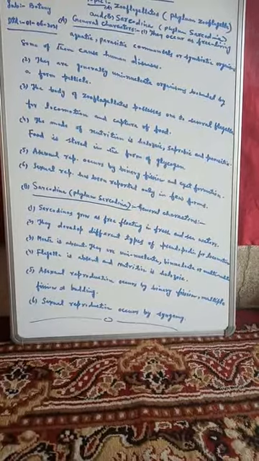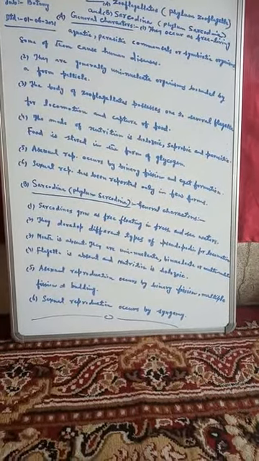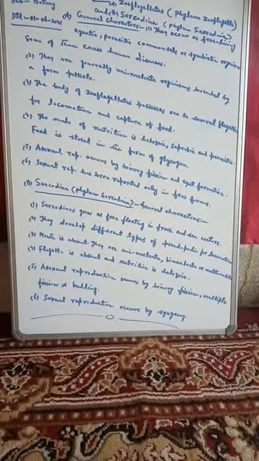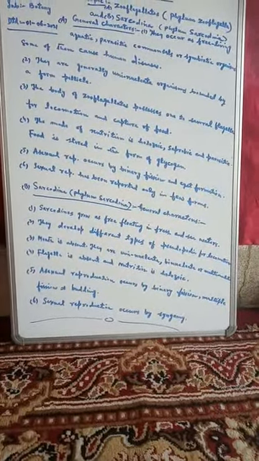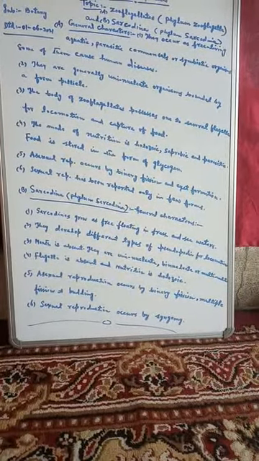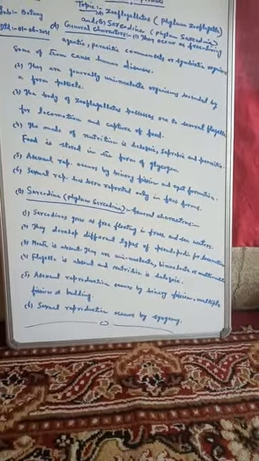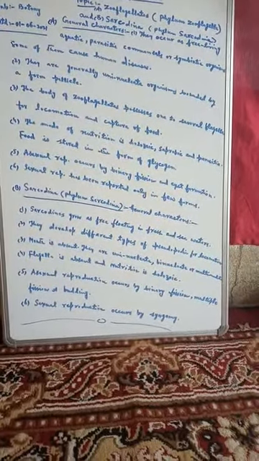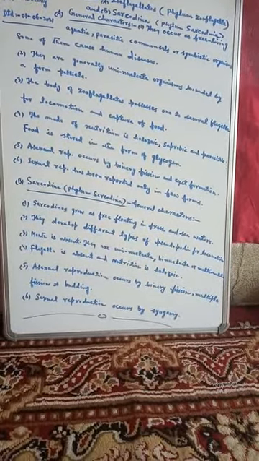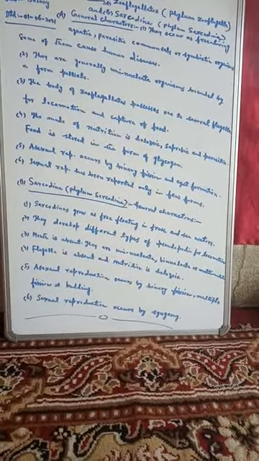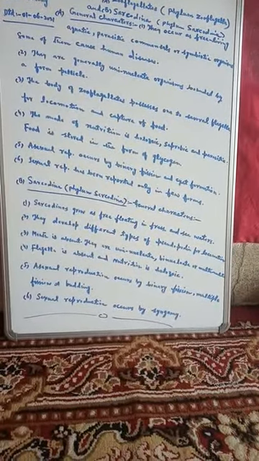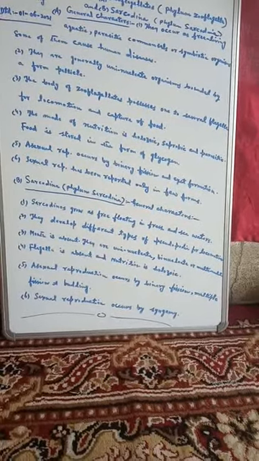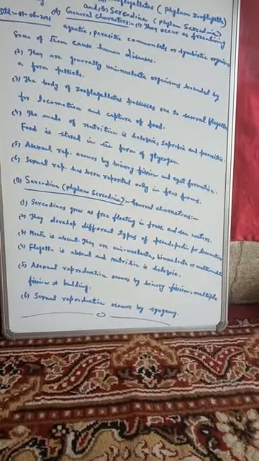Second general character of sarcodines is they develop different types of pseudopodia for locomotion. It means that they have the false feet, pseudopodia, and those are developed by these sarcodines for their movement, for the locomotion. Now the third general character of Sarcodina is that the mouth is absent in these organisms. Mouth is not found.